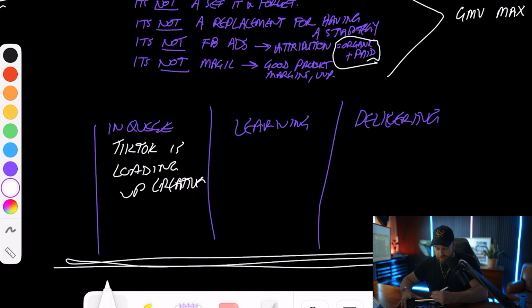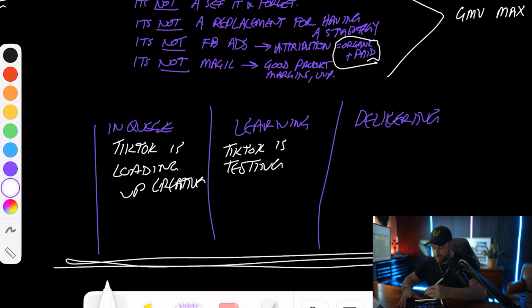This is where it's ready to be put into a learning phase where it will get some spend, and then TikTok will decide whether it will deliver or not deliver. That's essentially what in queue is. Now, the learning phase is when TikTok is testing your creative. Okay? So this is the testing phase. Typically, the ad will spend anywhere from, say, a day to 3 or 4 days in there before it decides where it's going to go.